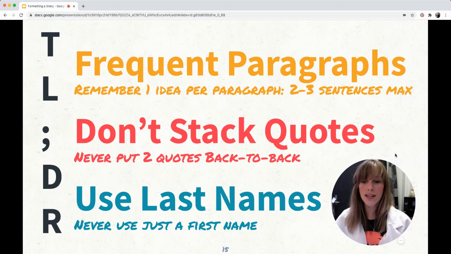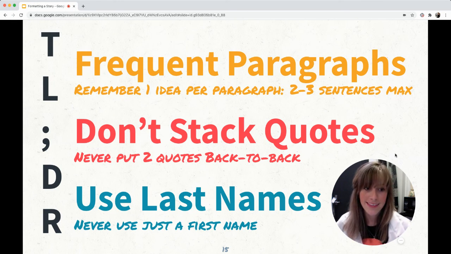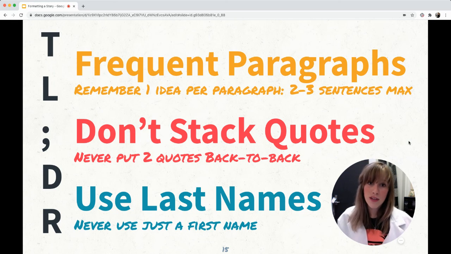I can't go up another octave, so I won't use last names. Never just a first name. You must have a last name regardless. Okay, but when you first introduce somebody, you use their first name and their last name. Okay, that's what I've got for you.